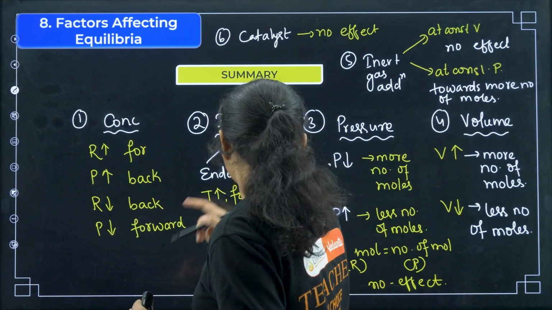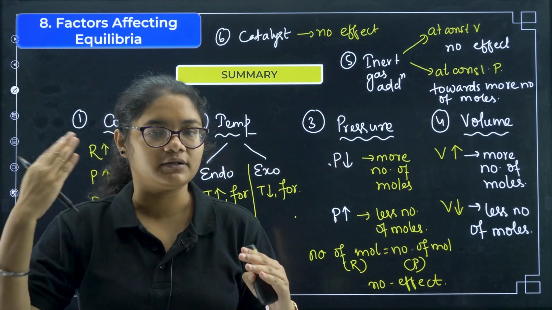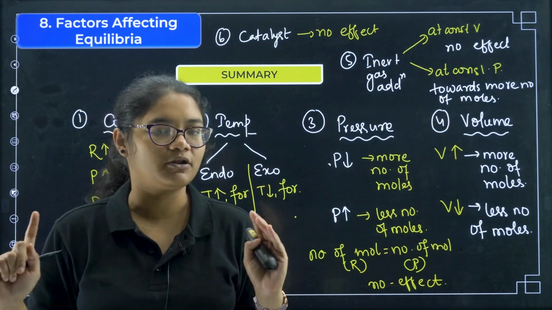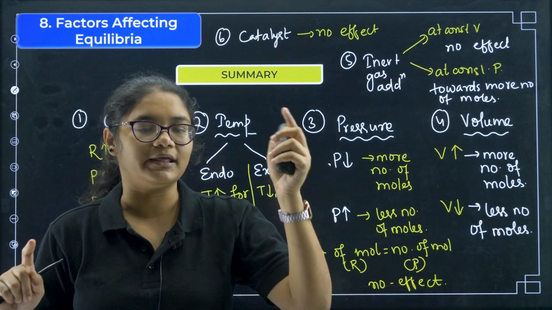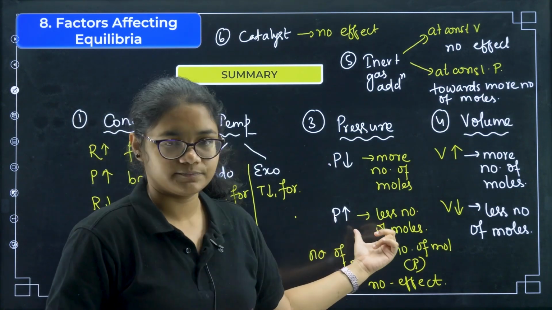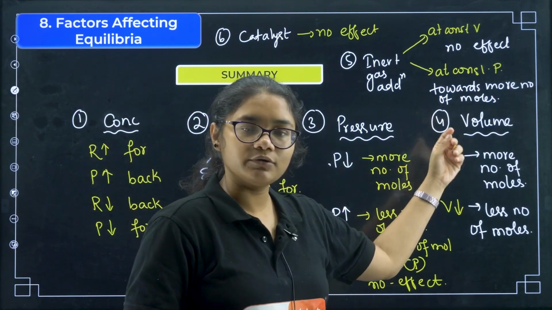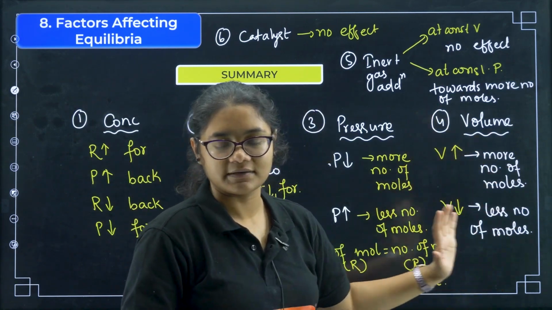Next, coming to pressure, if you are decreasing the pressure, the reaction will try to increase the pressure, it will go towards more number of moles. Increasing the pressure, the reaction will try to decrease the pressure and will go towards less number of moles. Volume: increasing volume, more number of moles; decreasing volume, less number of moles.